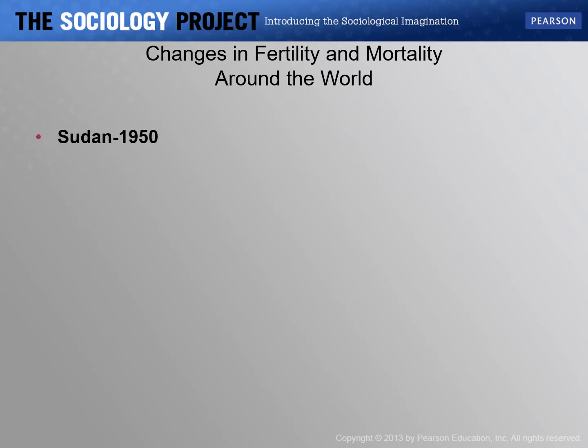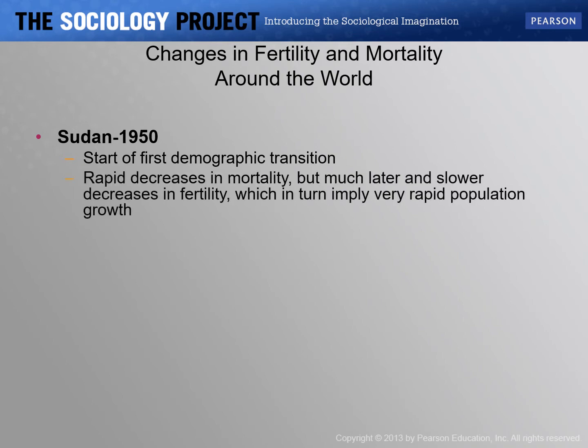Changes in fertility and mortality can be seen around the world. In the Sudan and North Africa, during the first demographic transition, there's a rapid decrease in mortality, but a much later and slower decrease in fertility. So they keep having babies, the population keeps rising.